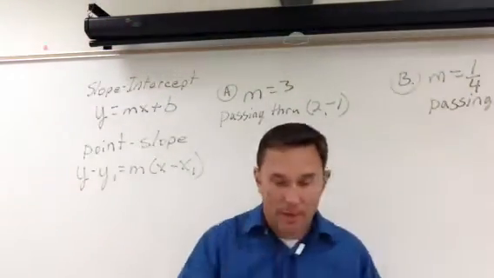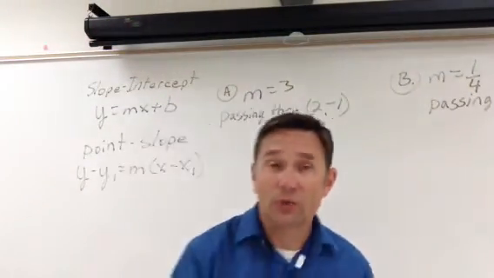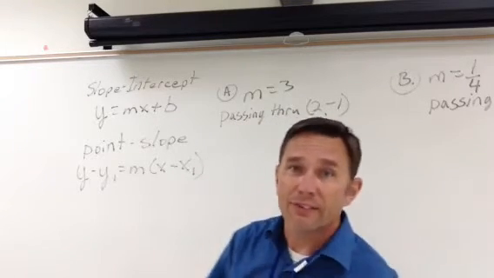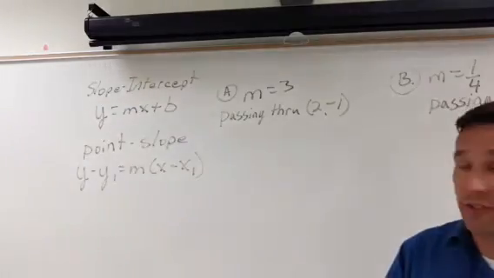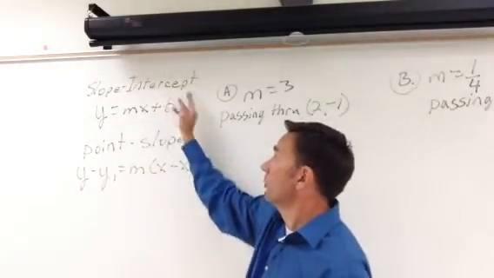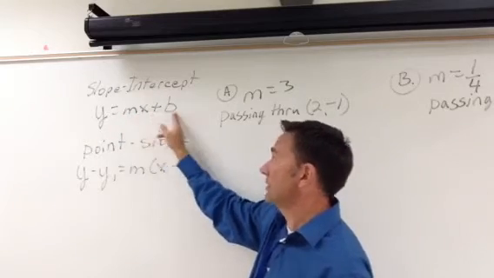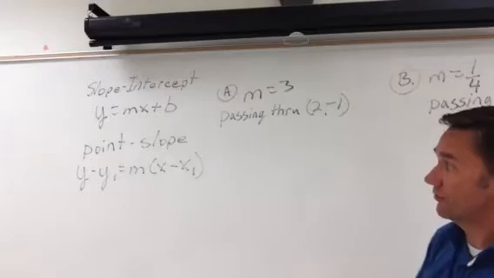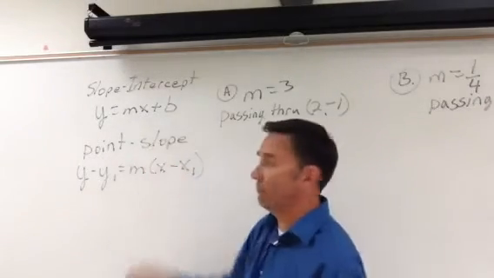Today we're going to be talking about how we can write equations with given certain information. Now in the past, when we're writing equations, we've been given this form. Many of you know this, slope-intercept form, y equals mx plus b. I'm going to ask you now to learn this formula, the point-slope formula.